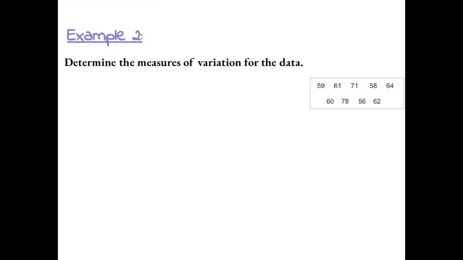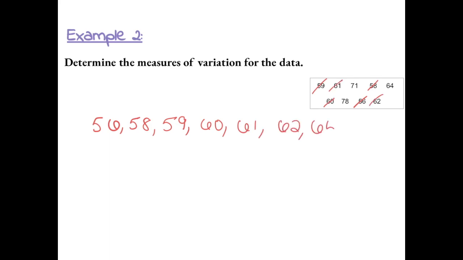Example 2. Determine the measures of variation for the data. So just like in the previous two problems, we're going to have the same first step where we order the numbers from least to greatest. Now that the numbers are ordered from least to greatest, we want to split the data into 4 equal parts.